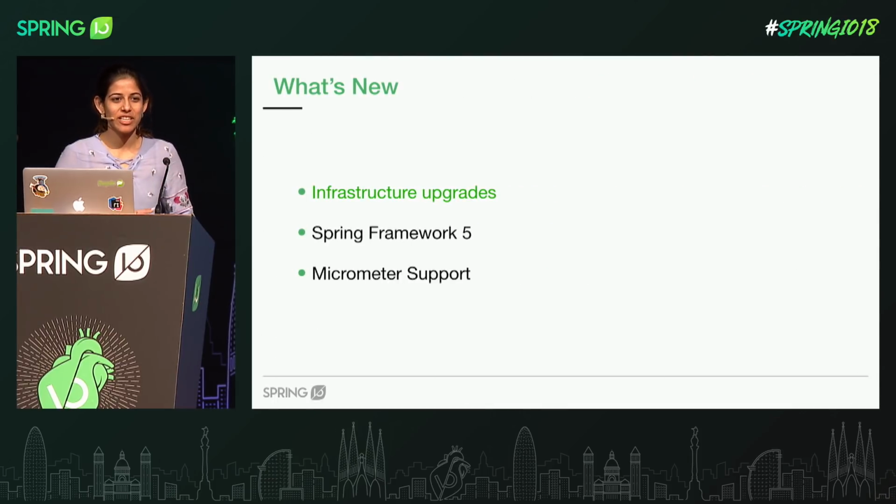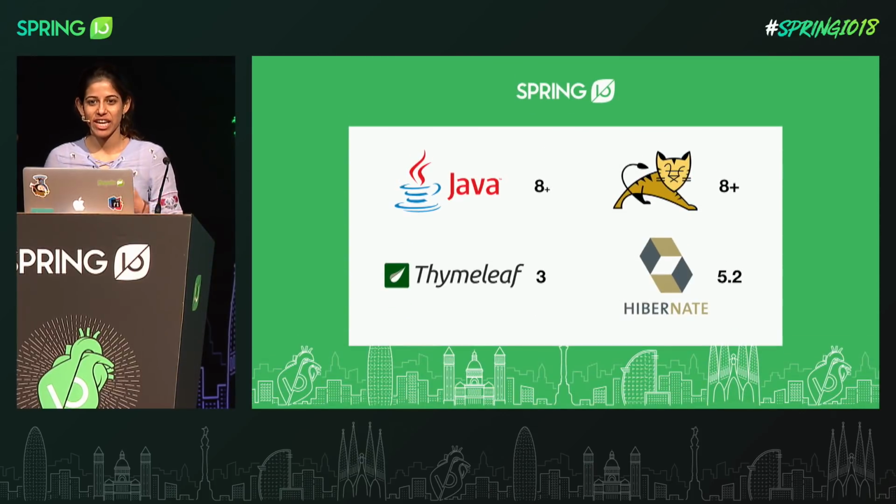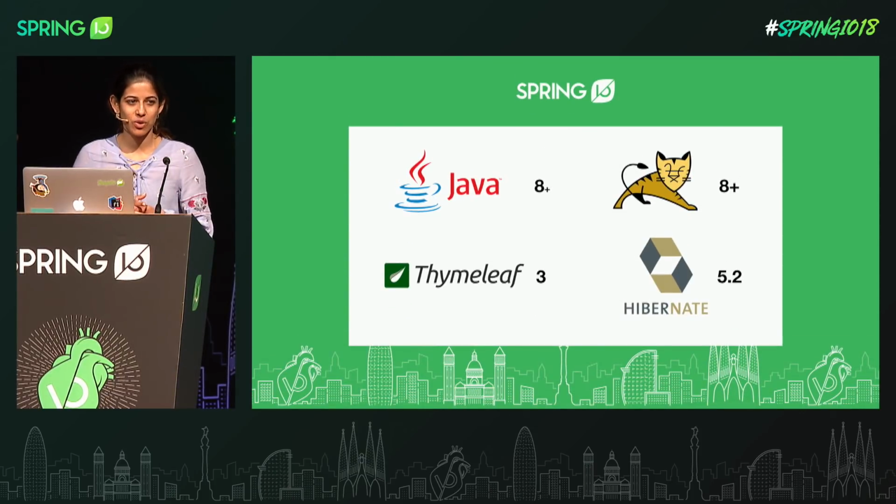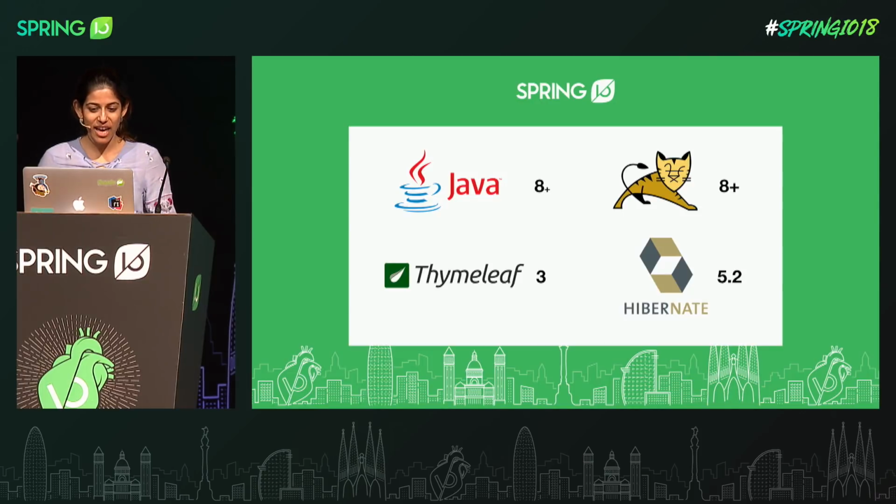So with a major release, we always have an opportunity to upgrade our underlying infrastructure. And one of the big things for Spring Boot 2.0 was that we've shifted the Java baseline to Java 8. So Java 6 and 7 are no longer supported, and Java 8 is the baseline for Spring Boot 2.